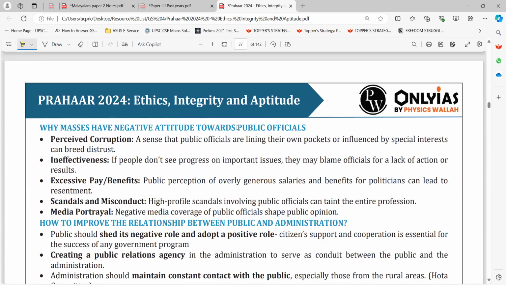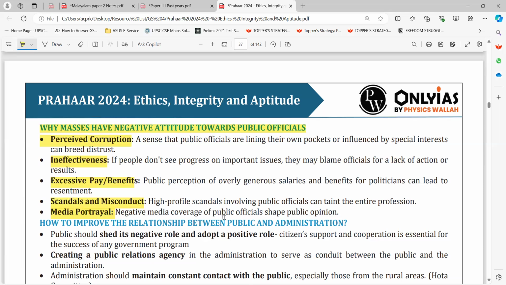Okay, why masses have negative attitude towards public officials? Perceived corruption, ineffectiveness, excessive pay or benefits, scandals and misconduct, media portrayal. Perceived corruption: a sense that public officials are lining their own pockets or influenced by special interests can breed distrust. Ineffectiveness: if people do not see progress on important issues, they may blame officials for a lack of action or results. Excessive pay or benefits: public perception of overly generous salaries and benefits for politicians can lead to resentment.